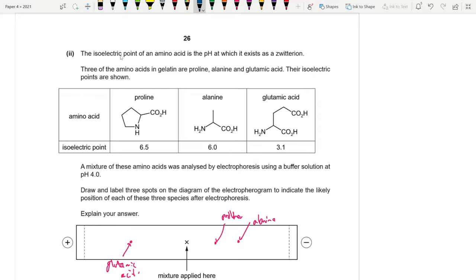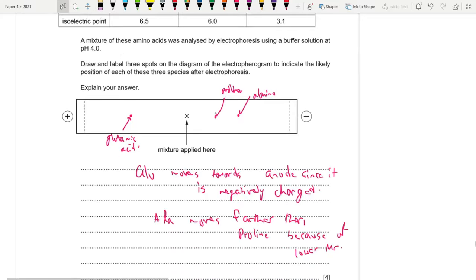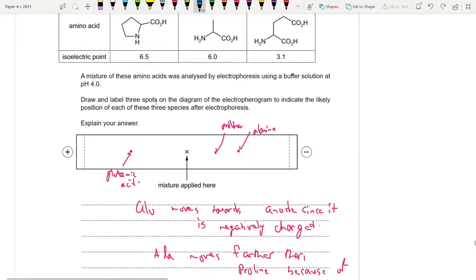Draw and label 3 spots on the diagram of the electropherogram to indicate the likely position of each of these species after electrolysis. This is important. Come on. Let's try to figure this out. How I did this, why it happened.